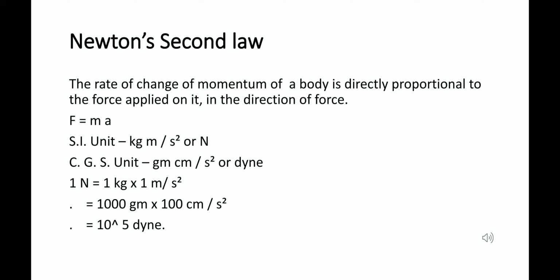Now 1 kg when changed to grams will be 1000 grams, and 1 meter when changed to centimeter will be 100. When we multiply all this, that is 1000 into 100, that is 10 to the power 5 gram centimeter per second square. And what is gram centimeter per second square? Dyne. So 1 Newton is equal to 10 to the power 5 dyne. Okay, so let's move further.